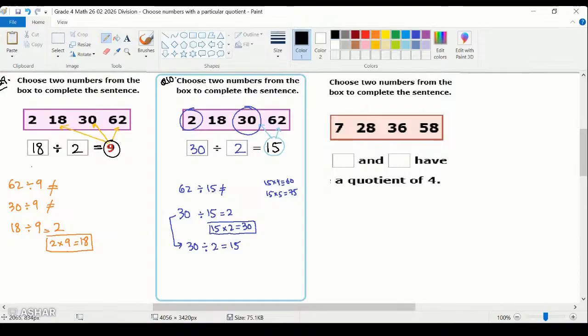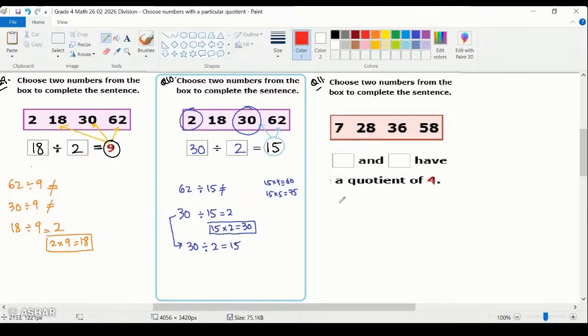So question number 11 says, perfect. Thank you, Adeboy. Thank you, Solomon. What about question number 11? We have to find two numbers such that when they divide, the quotient comes out to be 4. Thank you, Solomon. That's a correct answer. But let me confirm.